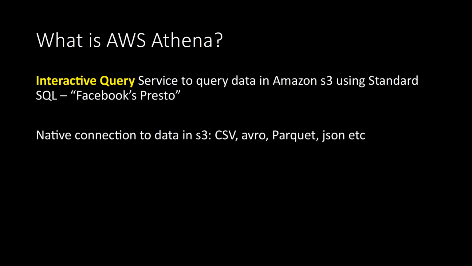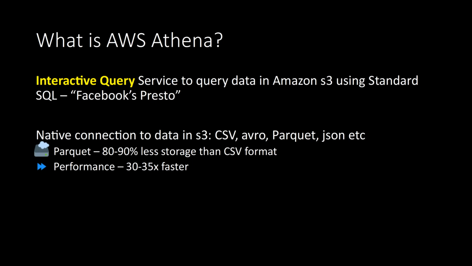Now there are advantages of different formats as well. For example, Parquet format is much more efficient than having data in CSV format, and that is because the size of the Parquet format on S3 is about 80 to 90% less, and the query runtime in Parquet is about 30 to 35 times faster than running in CSV format, which means you are saving about 98-99% of the cost compared to if you are running and storing in CSV format.